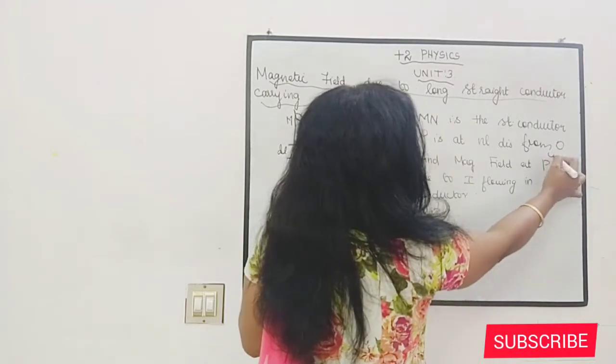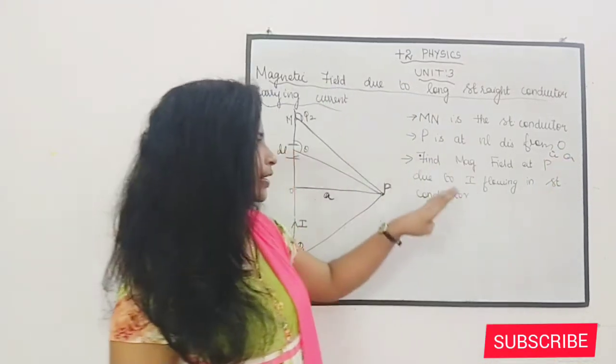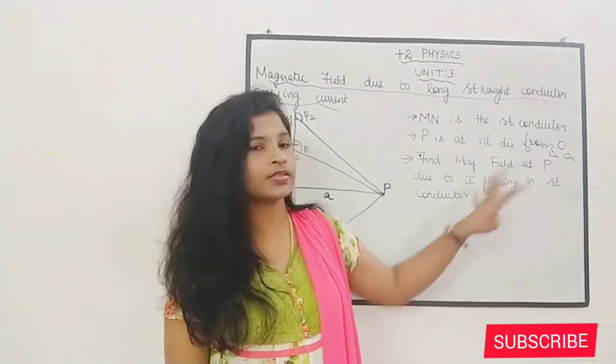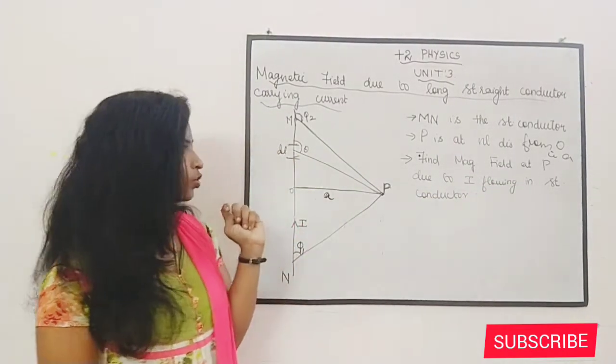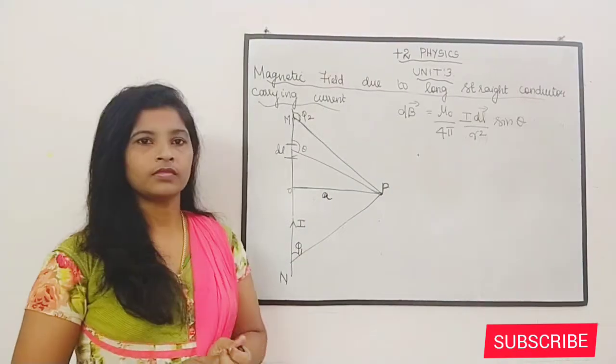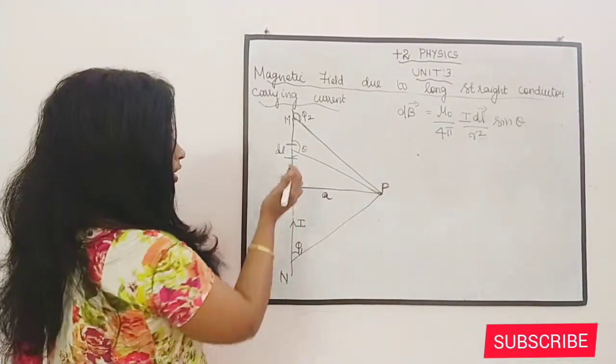That is A, the distance. Find the magnetic field at P due to the current I flowing in the straight conductor, that we are going to find out. So the next one is, before that let us take this distance.